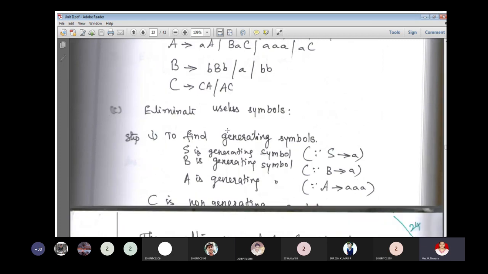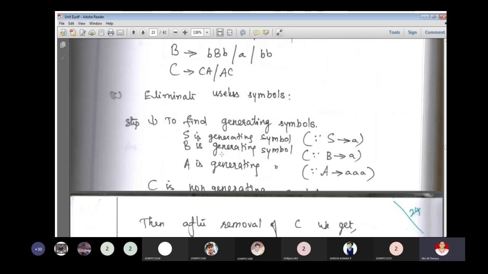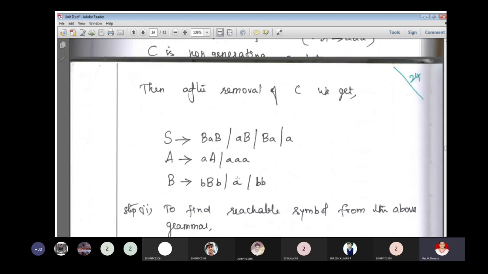So we have to identify the useless symbol. In order to find the useless symbol, first we have to identify the generating symbols and non-generating symbols, and eliminate. So S is generating, B is generating, A is generating, since we have the S, B, A, isn't it? So C is not generating, so we can eliminate C. After eliminating, this grammar production is looking like this.